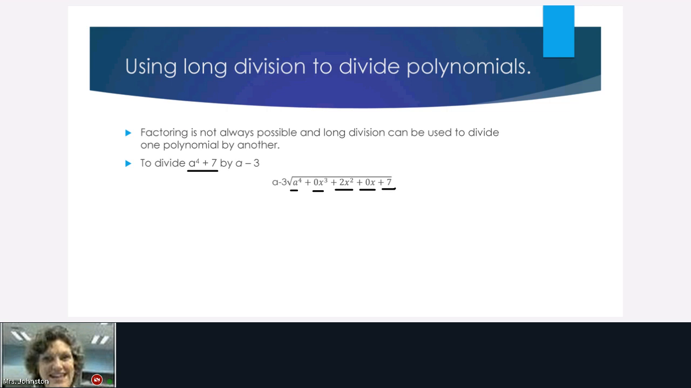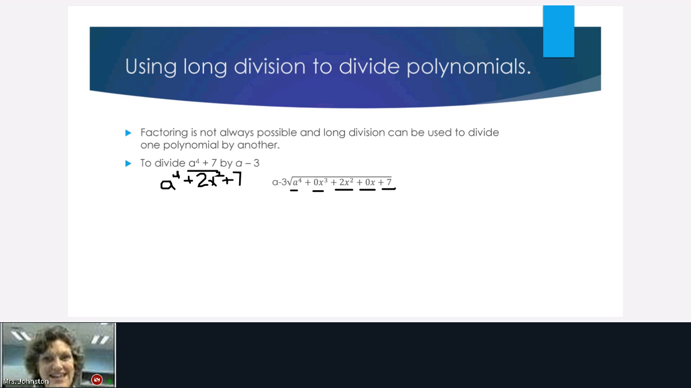So it looks like I might have made a mistake. It looks like I'm trying to divide a to the fourth plus 2a squared plus 7 by a minus 3. So let's give it a try.